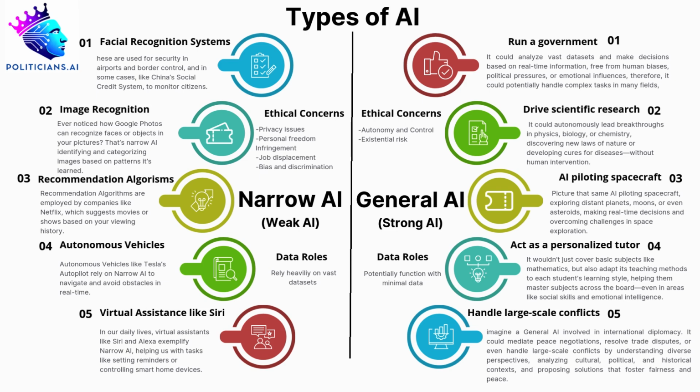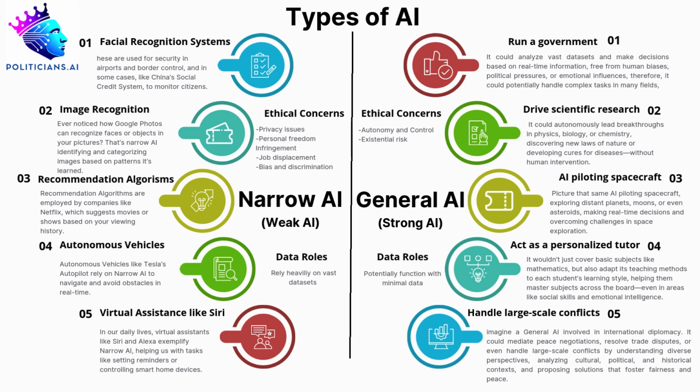In addition to these functional differences, ethical concerns surrounding AI, both narrow and general, cannot be overlooked. Let's begin with narrow AI. Privacy issues arise when governments use technologies like facial recognition for surveillance, potentially infringing on personal freedoms. Similarly, job displacement is a growing concern as AI-powered automation replaces manual labor in industries like manufacturing.